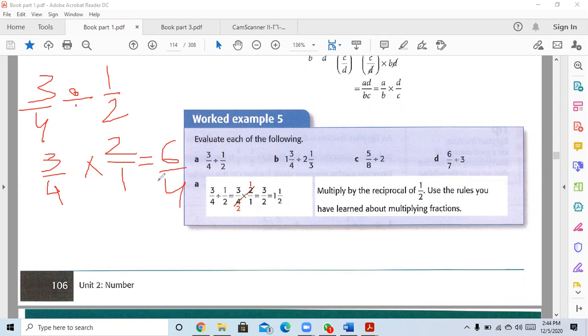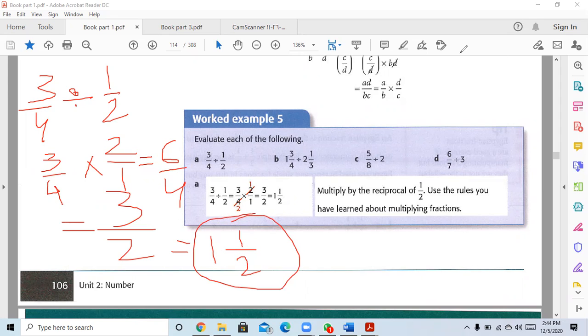So just simplify this. Which table has 6 and 4? 2 table. 2 how many times equal to 6? 3 times. How many times equal to 4? 2 times. So your answer is 3 by 2. Make it into mixed fraction. 2 how many times equal to 3? 1 time equal to 2. 1 left here and 2 is here. So that is your answer.